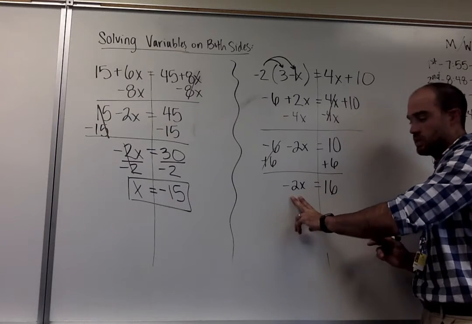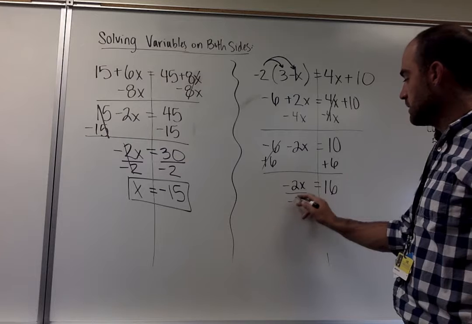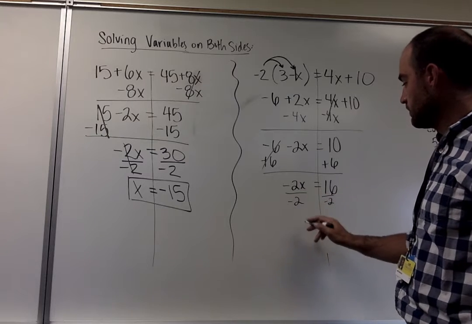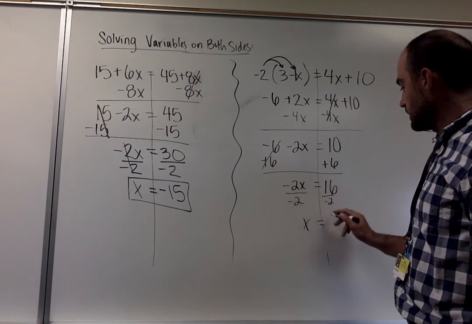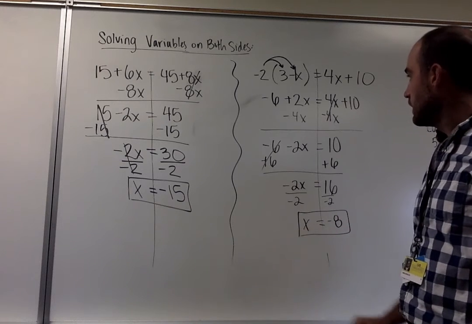So in this case, now I solve. Last step. Right now, they're next to each other, they're being multiplied. The opposite is divide, so I'm going to divide by -2. Okay? 16 divided by -2 gets us the answer of -8.